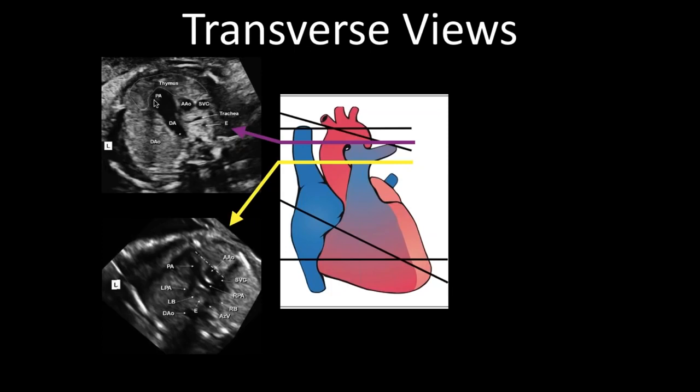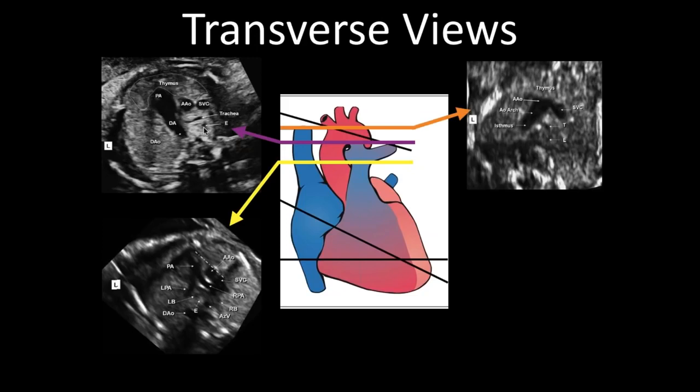In the ductal arch view, as the name implies, you would see the pulmonary artery and the ductal arch. And the aorta is on cross-section. Superior vena cava is on cross-section. Here you see the trachea and the esophagus inferior to that. If I keep going up in the chest without doing any rotations, the next view that I get is called the aortic isthmus view, or the aortic arch view.